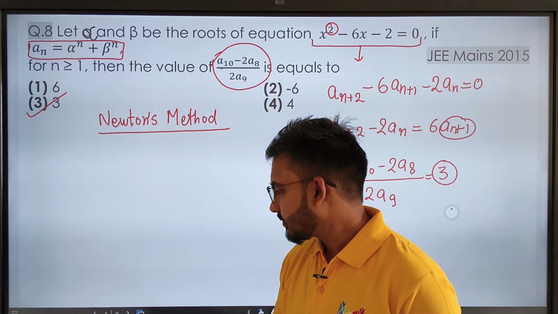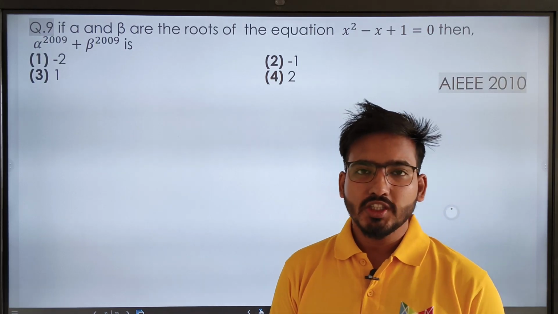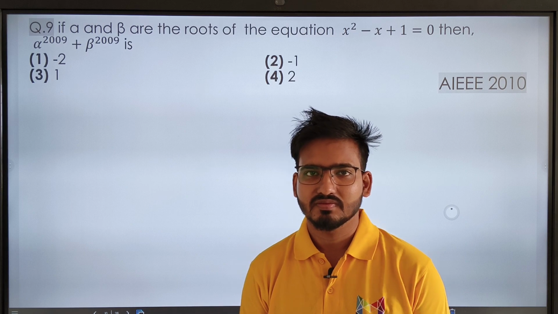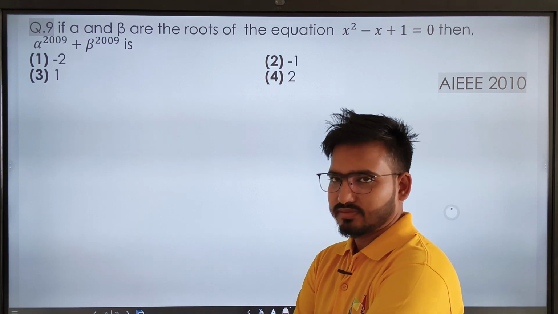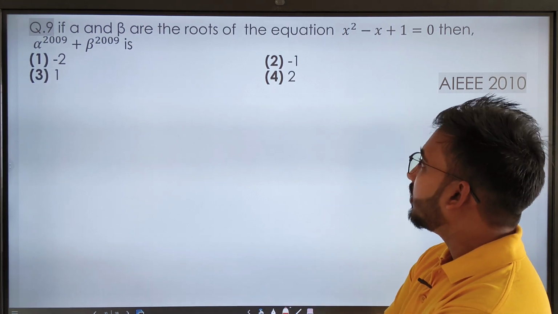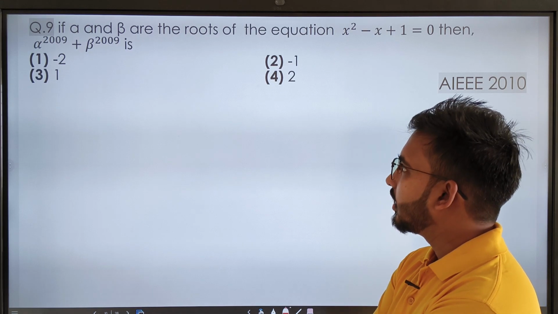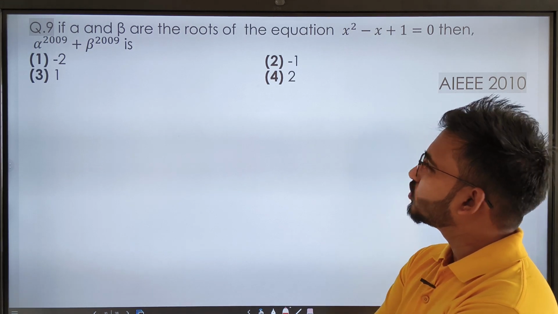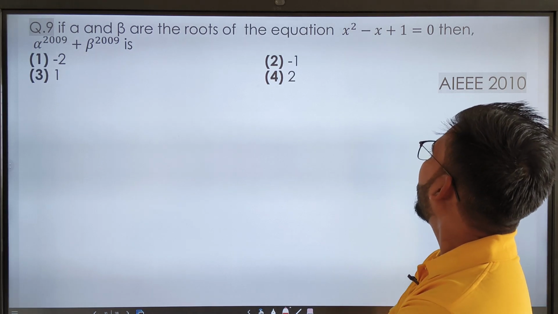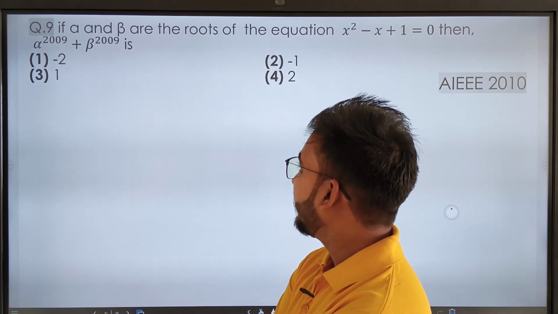Okay. Let's move to the question number 9. Okay. So it is saying that alpha and beta are the roots of the equation x square minus x plus 1 equals to 0.